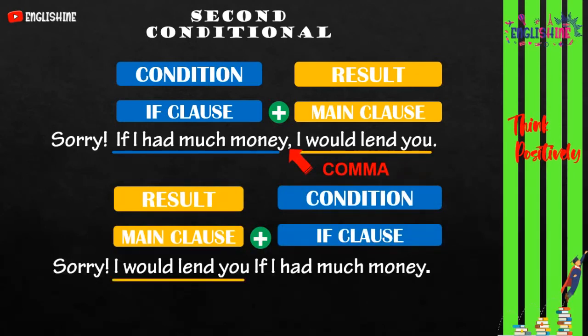I would lend you is the main clause, the result. If I had much money is the if clause, the condition. With this order, we don't use a comma between the clauses. Note that you can use the sentence with a comma or without a comma, but the most important thing is following the pattern.